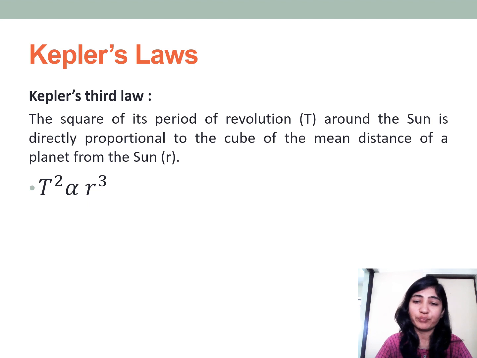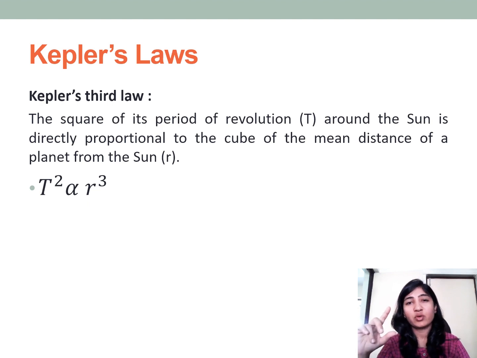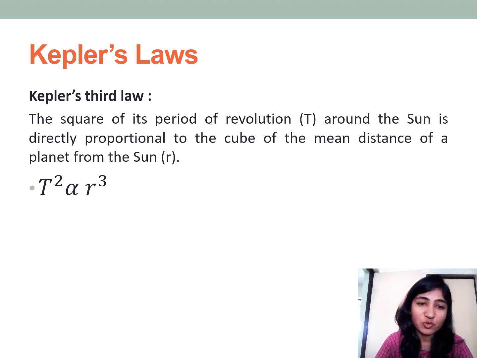Now Kepler's third law. The square of its period of revolution around the sun. The period of revolution is the time required for a planet to complete one revolution. For Earth, we know it is 365 days, one year. That period is denoted by capital T. So the square of this period of revolution, T, around the sun is directly proportional to the cube of the mean distance of the planet from the sun. So T square is directly proportional to R cube.